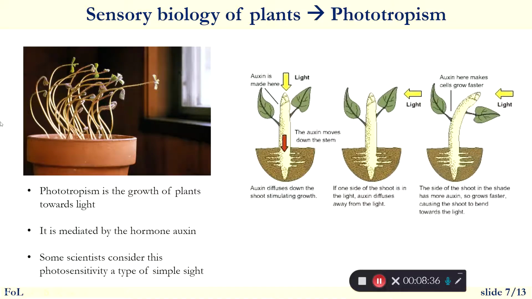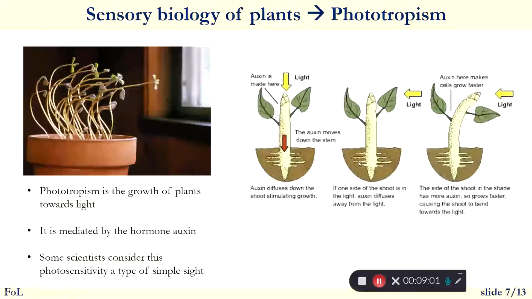But here's what happens. Basically, in regular, just simple growth, when light is coming from above, we have auxin made here, and then moving down the stem. And it diffuses down that shoot, and it stimulates growth down the shoot.